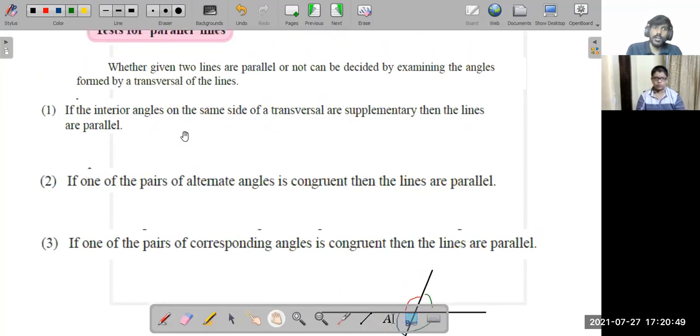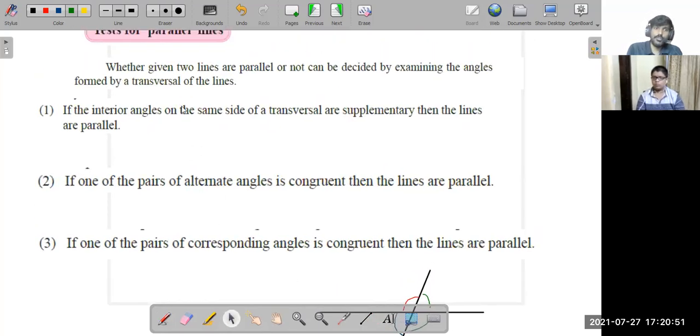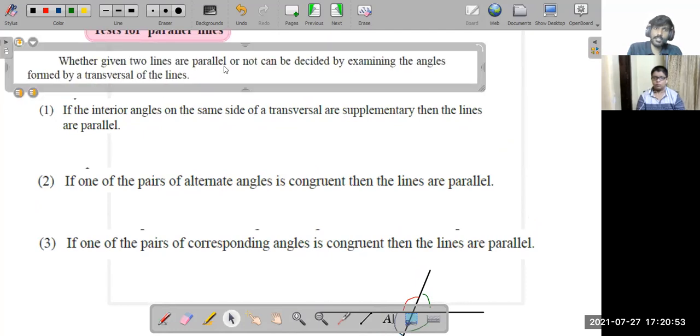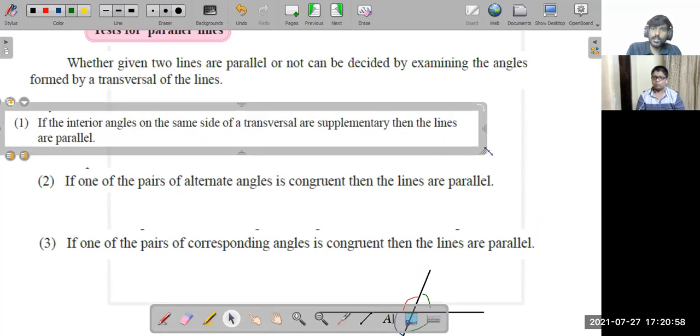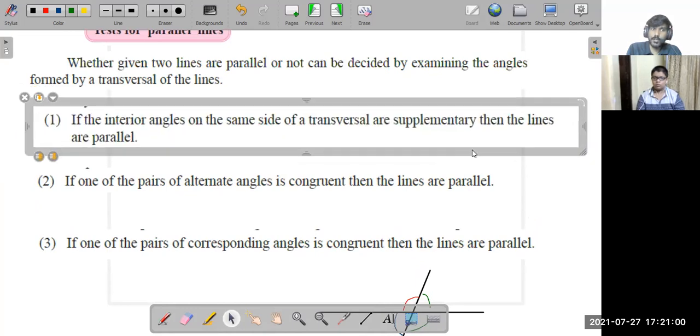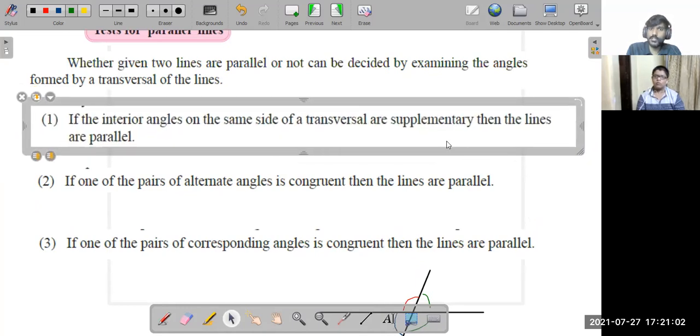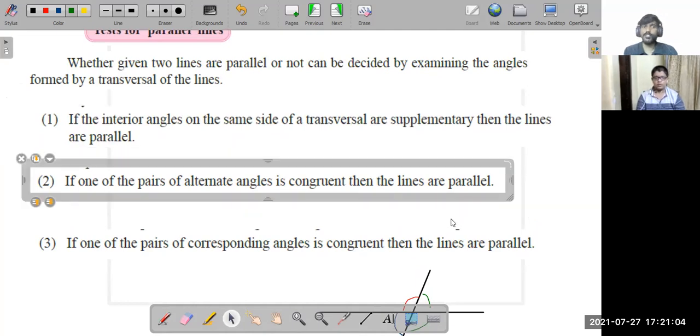So three main tests we saw. First test: if the interior angles are supplementary, then it is parallel. Second test: if any one pair of alternate angles is equal, then the lines are parallel. Third one: if any one pair of corresponding angles is equal, then the lines are parallel. Write down the third point.